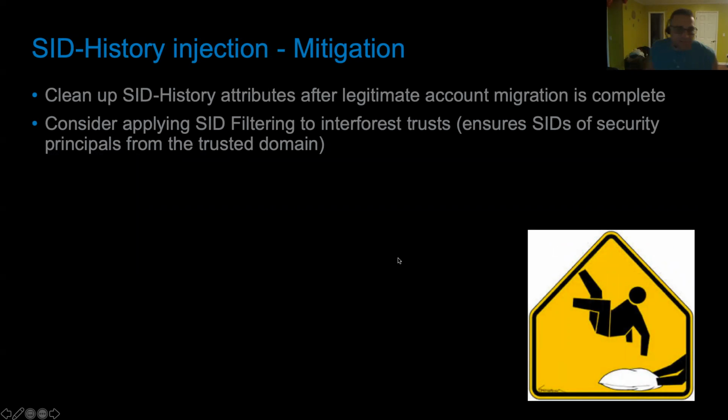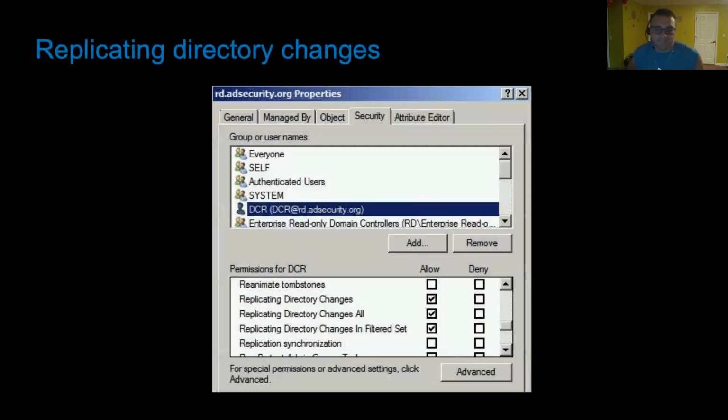The way to protect against or mitigate this attack is by cleaning up the SID history attributes after legitimate account migration is complete, and consider applying SID filtering to inter-forest trusts. This ensures that the SIDs of security principals are from trusted domains.